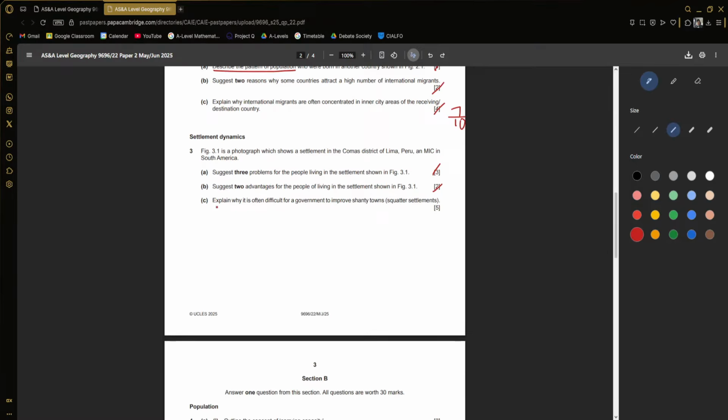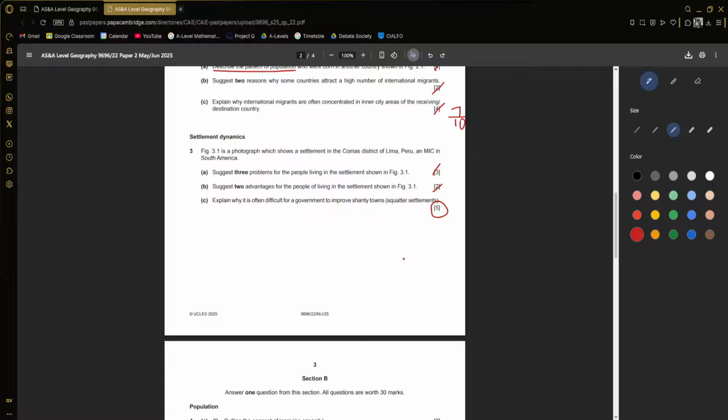All right, 3C, explain why it is often difficult for a government to improve shanty towns, squatter settlements. This is 5 marks. So you have to either do 5 explanation points, or you can do 3 development points. So 5 points or 3 develop points. I did 3 develop points and I got 4 out of 5 marks for this one.